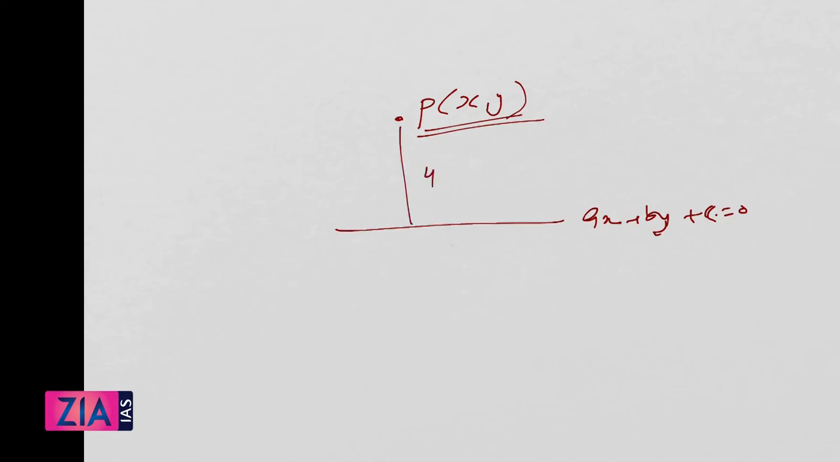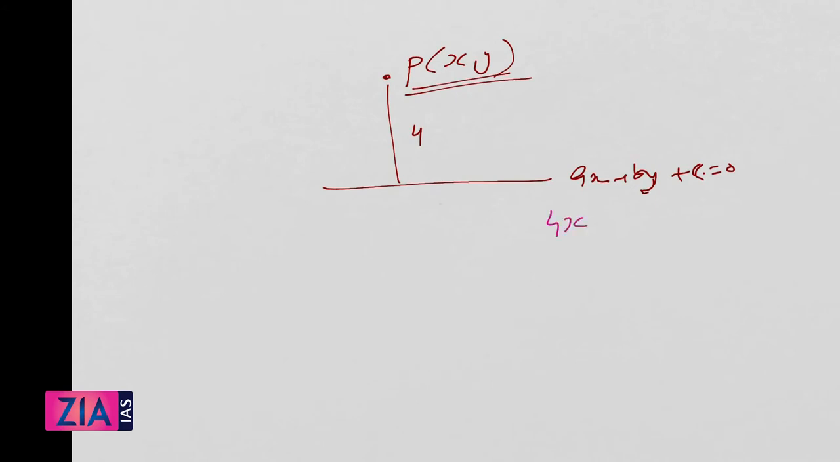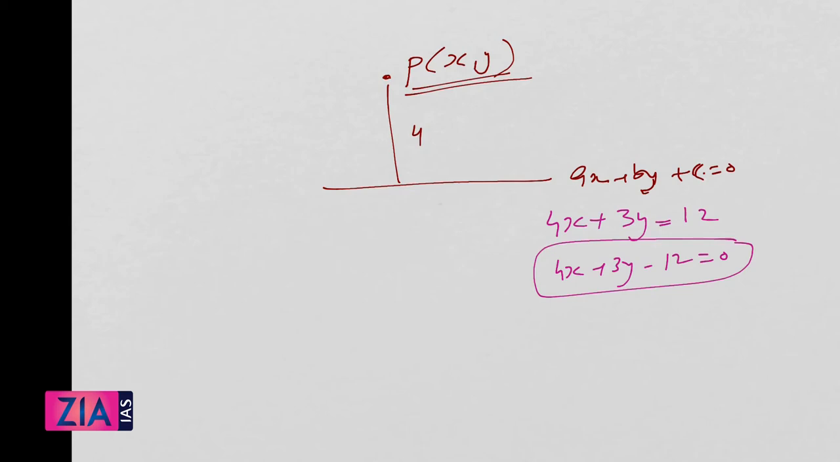Let me give you this equation. So this is 4x plus 3y equal to 12, or 4x plus 3y minus 12 equal to 0. That is the equation of the straight line. And I'm saying that the distance between the straight line 4x plus 3y minus 12 equal to 0 and the point P(x, y) is 4. Can you find the coordinates of the point? That is the question. Can you find x and y, or x1 and y1?